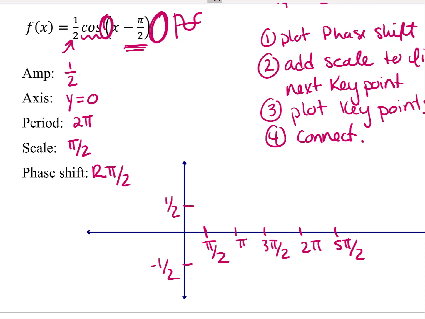So I took my starting position at pi over 2. Now normally the graph for cosine starts high, so instead of it starting high on the y-axis, it's actually going to start high, but at pi over 2. I add pi over 2, that gives me my next key point. I add another pi over 2, that gives me the minimum, then back to the axis, and then the maximum again. And now I have my cosine curve that has been shifted to the right by pi over 2.